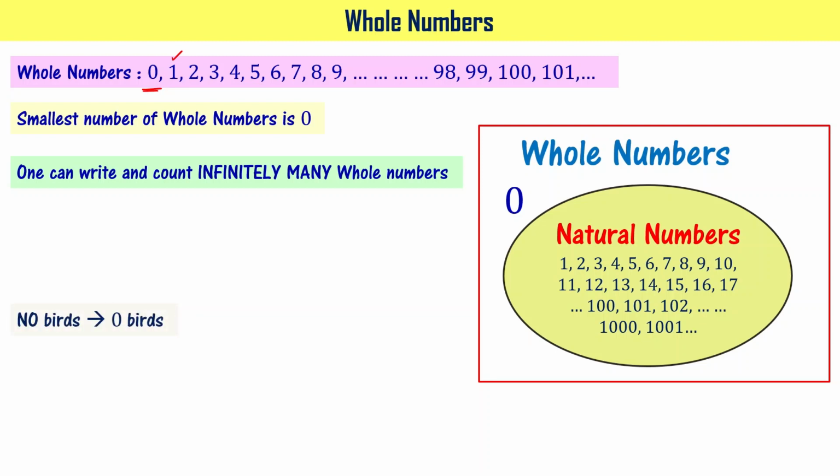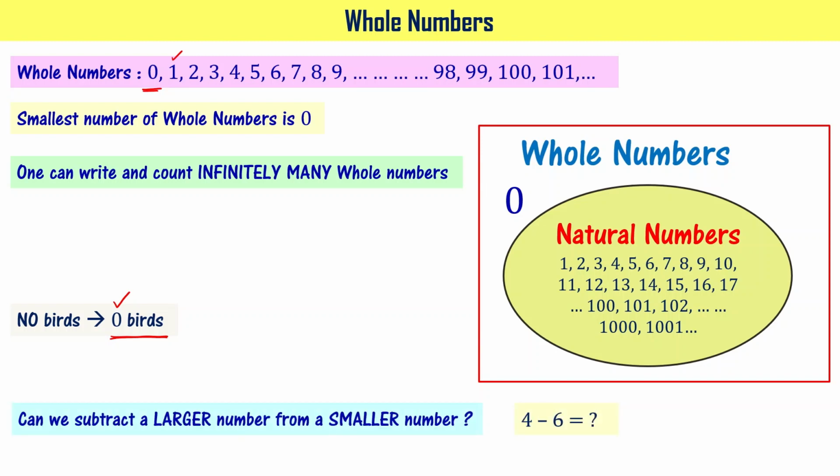So now no birds can be expressed as 0 birds. You see, when you have 0 along with natural numbers, you are able to even represent no birds with the number 0 birds, right? Now I have another question for you.